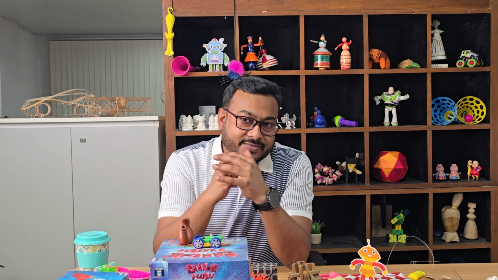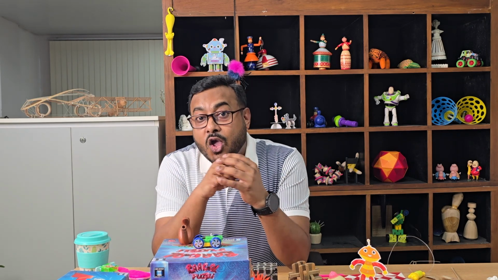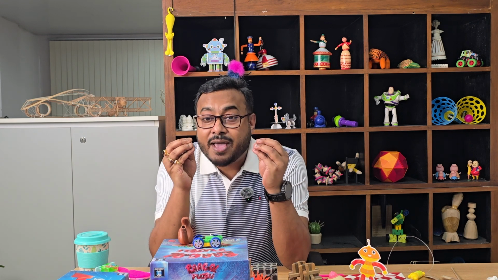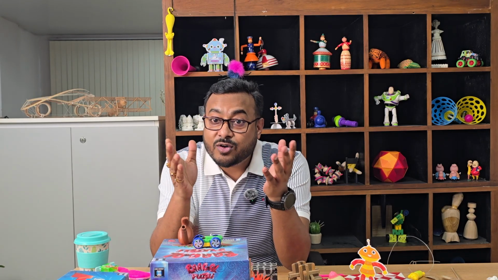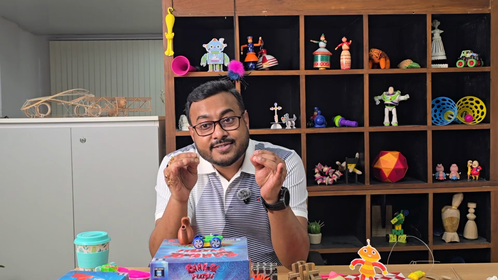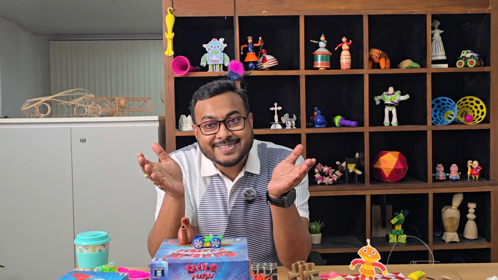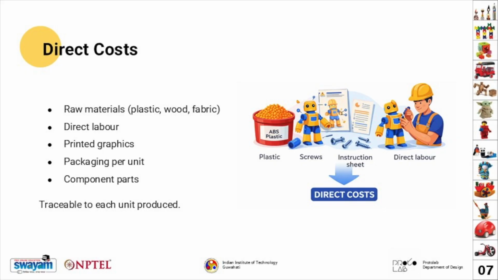And here is where it becomes interesting. As scale changes, cost behavior changes. A toy that is expensive at 500 units may be inexpensive at 50,000 units. Costing is not static. It moves with volume, complexity, and manufacturing structure. Direct costs are the easiest to understand. These are costs you can physically assign to one toy.